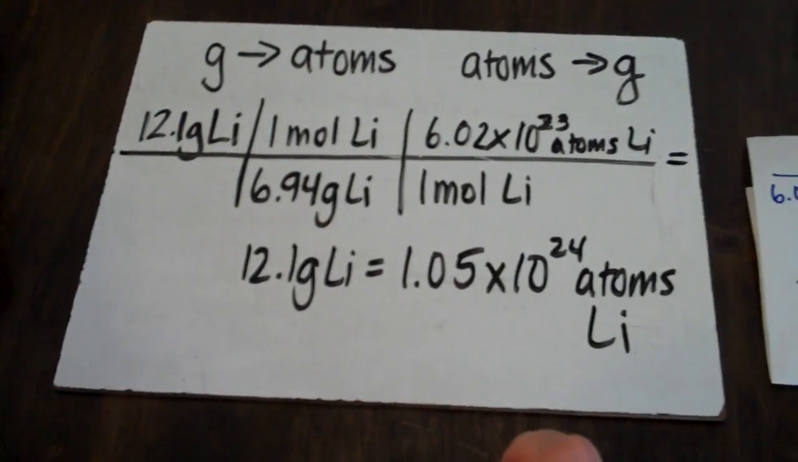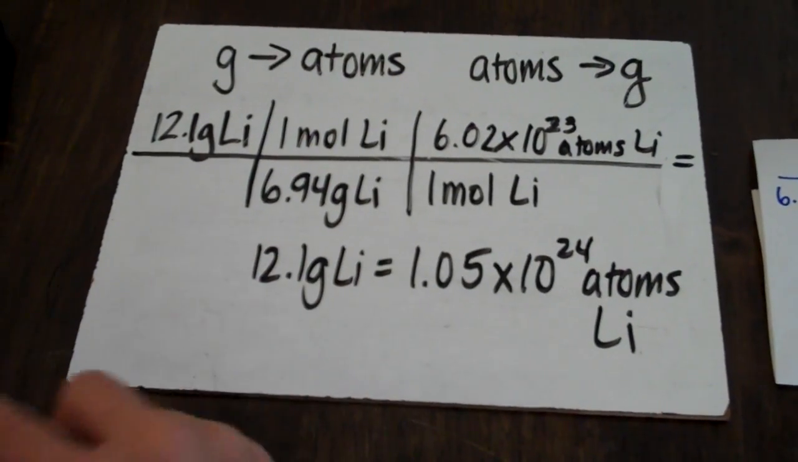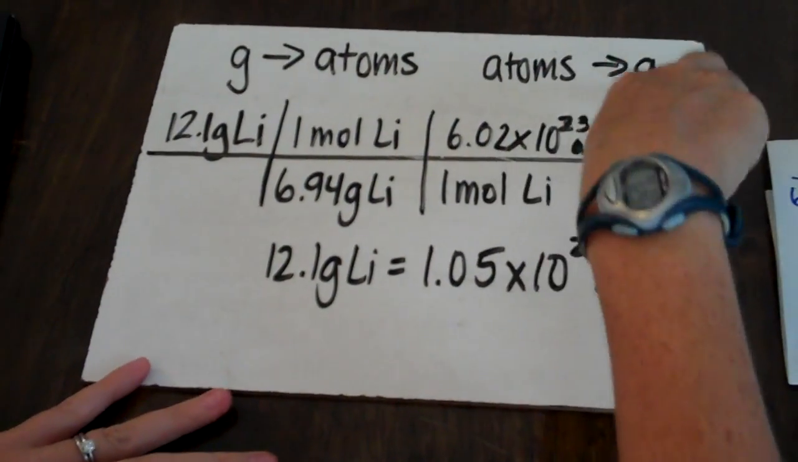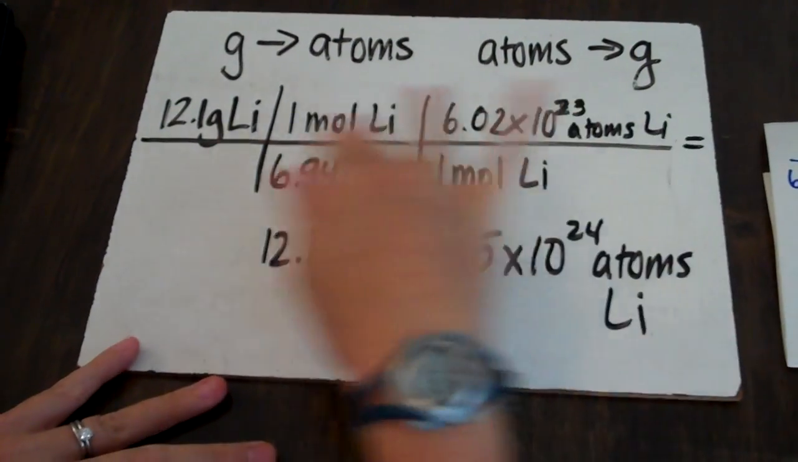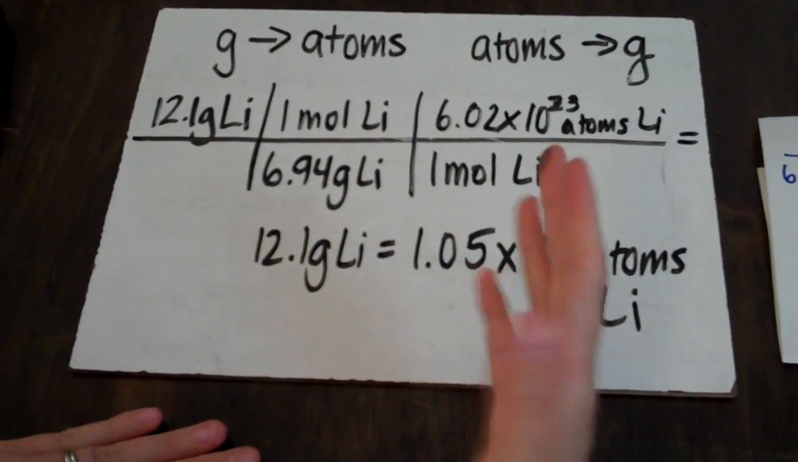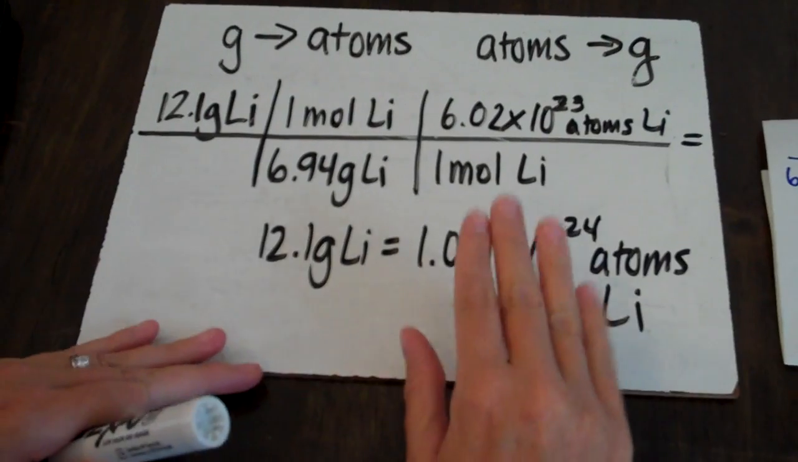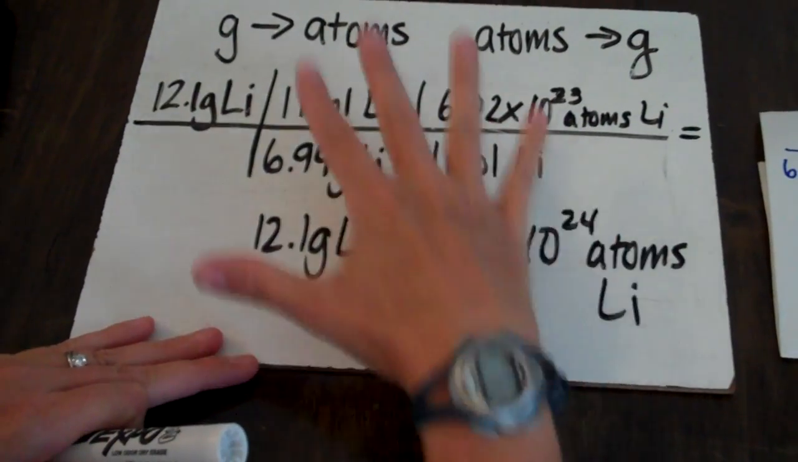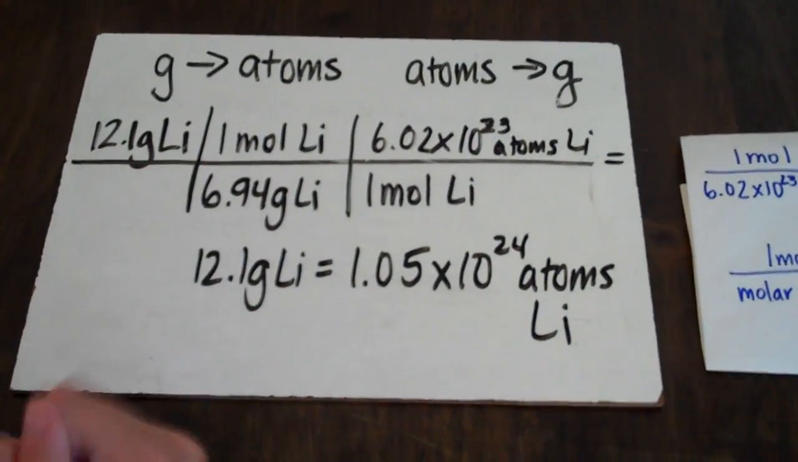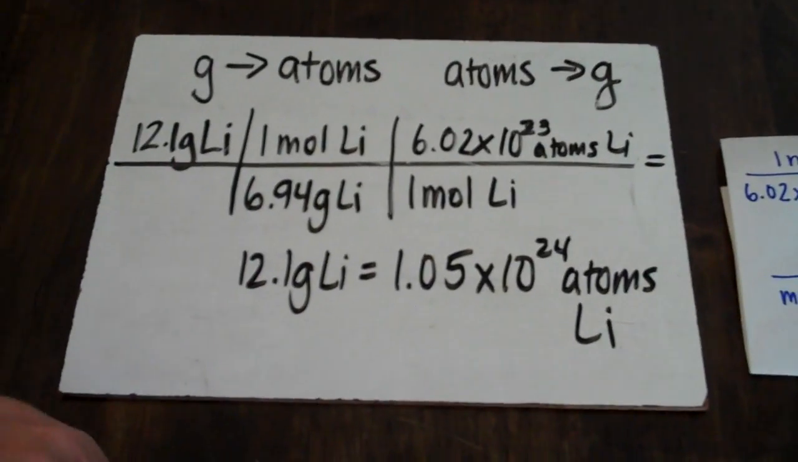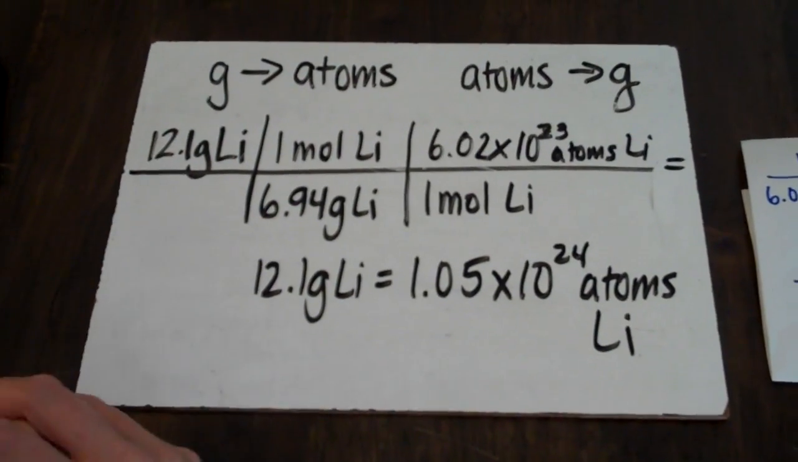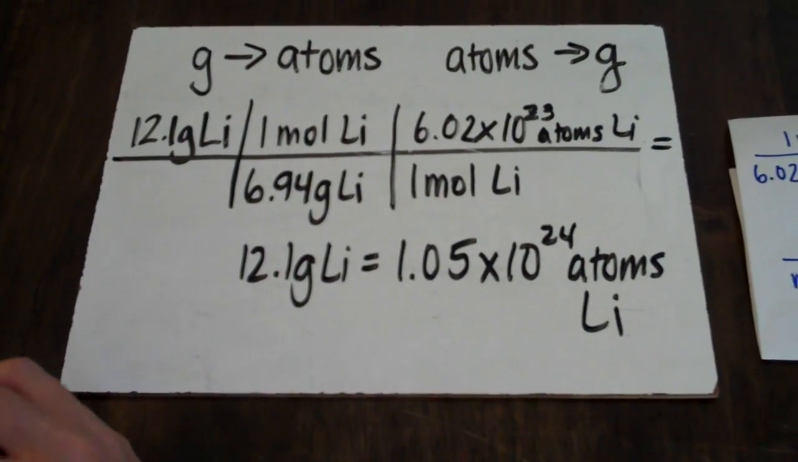Now, if you think about it, the two-step problem going from atoms to grams is just this exactly backwards. You should be able to set that up and try that, starting with this number, and then when you do all the math, you should get right back to where we started with 12.1 grams of lithium. I hope this is clear as mud.